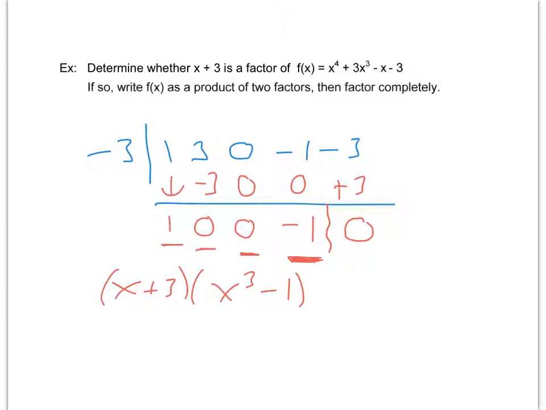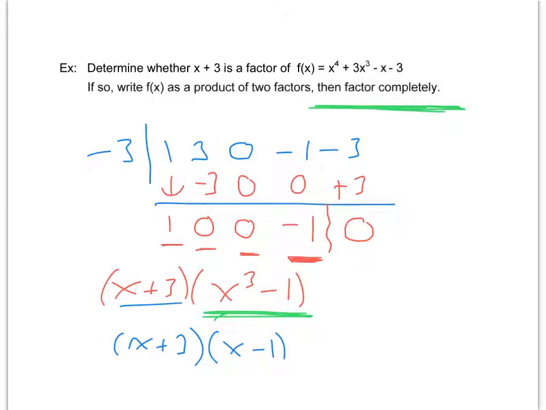If you think we're done right now, okay, we'll see you tomorrow. Just kidding, we're not quite done because it says factor completely. Do you recognize x to the third minus 1 as something that is factorable? Very good. That is a difference of cubes. So my final answer now is going to be x plus 3, that's this guy, times x to the third minus 1 in factored form, which is x minus 1 times, you guys are probably saying this out loud with me, x squared plus x plus 1.